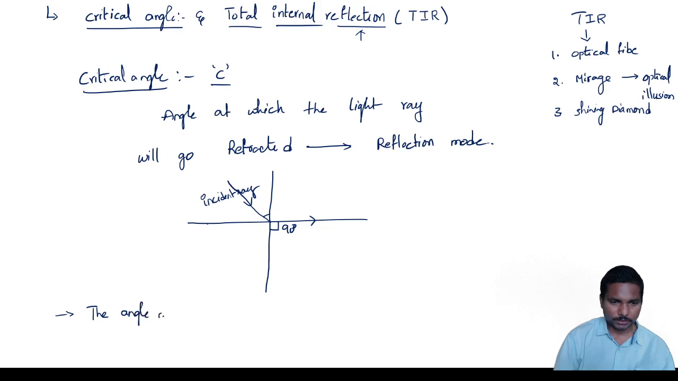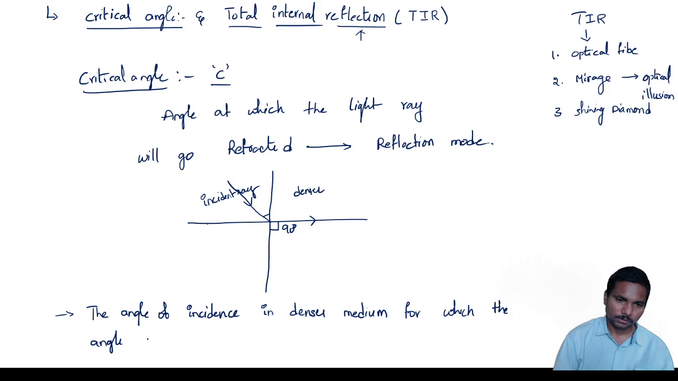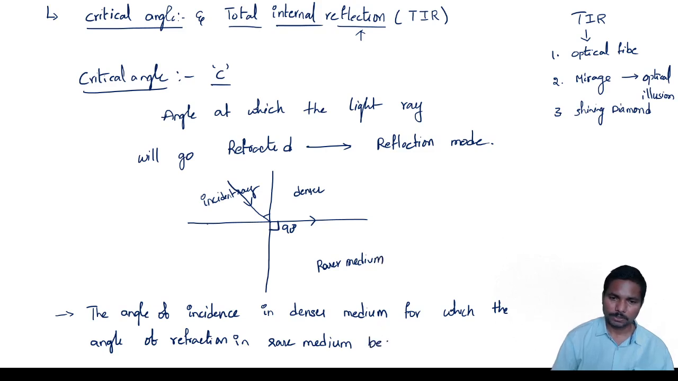The angle of incidence in the denser medium, take it as the denser medium, for which the angle of refraction in the rarer medium becomes 90 degrees, then you can say that angle is nothing but the critical angle.